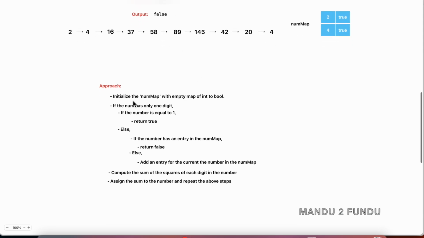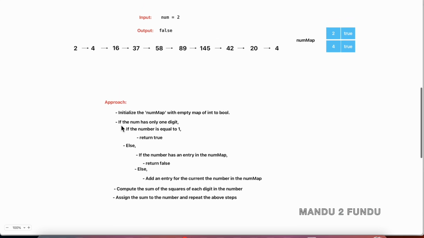So that's what I have written here. First we initialize a num map with an empty map of int to bool, and if the number is a single digit number, then we check whether the number is equal to 1. If that is true, we return true. Otherwise we check whether the number has an entry in the num map. If there is an entry, then we return false. Otherwise we add an entry for the current number in the num map. Then we compute the sum of the squares of each digit in the number, assign the sum to the number, and repeat the above steps.